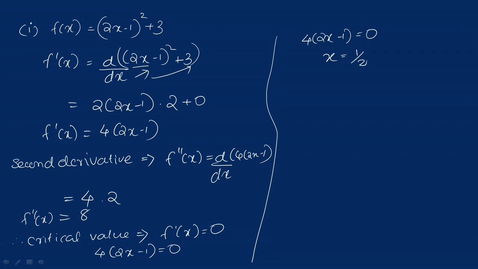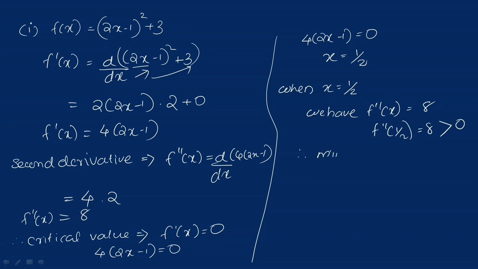So 2x minus 1 equals 0, x equals 1 by 2. At the point where x equals 1 by 2, we apply x equals 1 by 2 in the equation of f double dash of x. What is f double dash of x? That is 8. We don't have the x terms there, so 8 is greater than 0. So we will get a minima at x equal to 1 by 2. So we want to find the minimum value at x equal to 1 by 2.